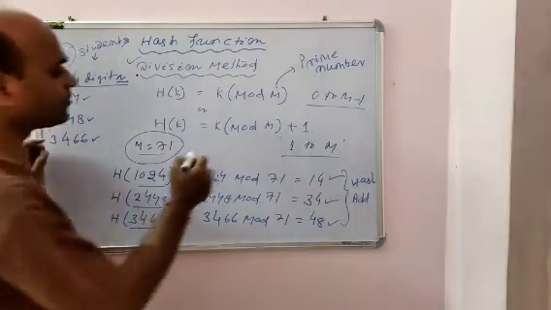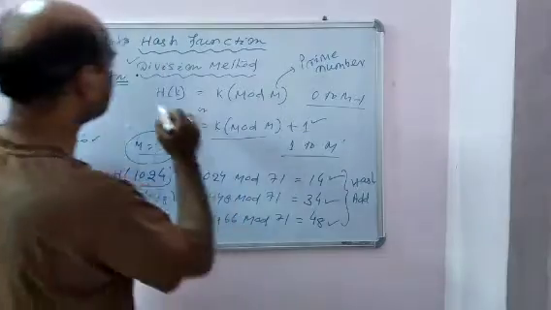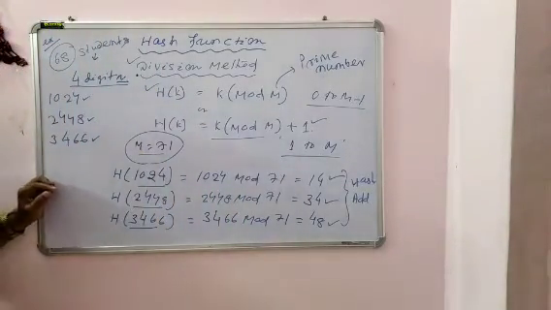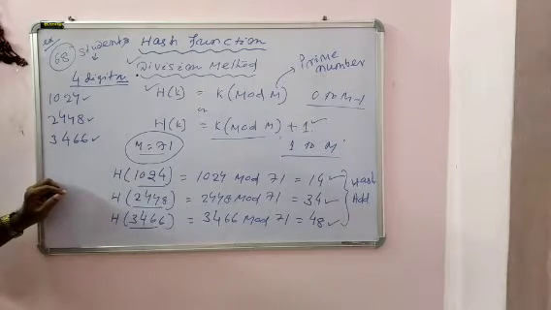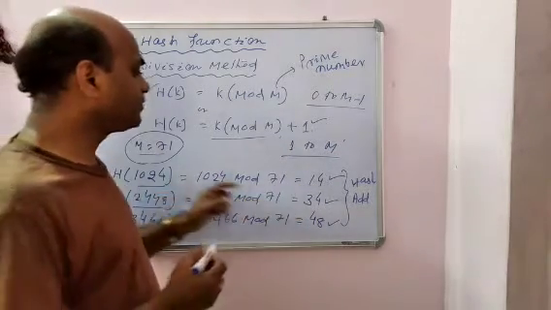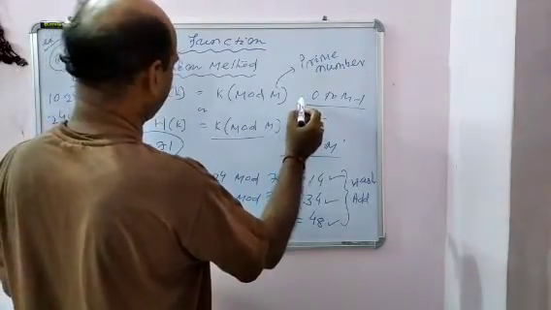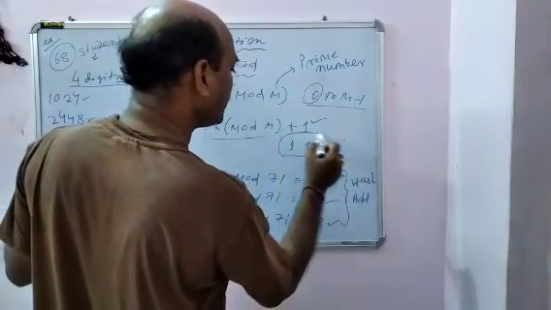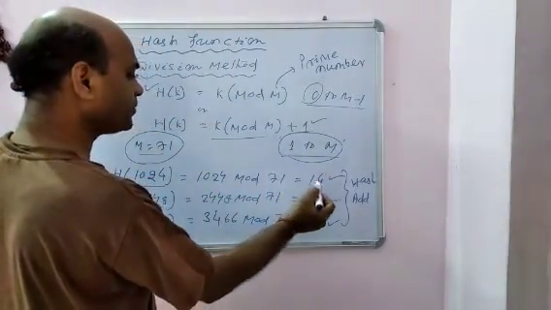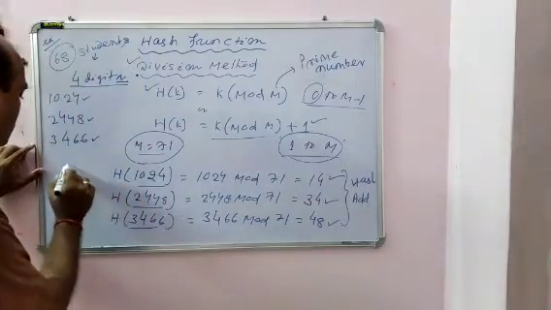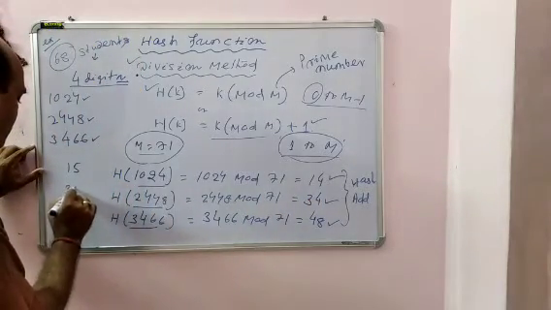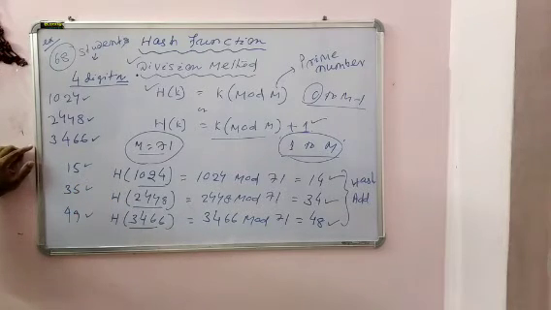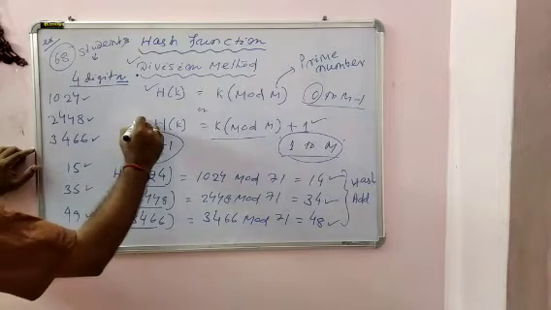Similarly, if we use the second formula, the value of the hash addresses will be just plus 1. If you are considering starting from 0, this will be the answer. If you are considering starting from 1, it will be 15, 35, and 49. In this way we can get the memory address by applying the second formula.